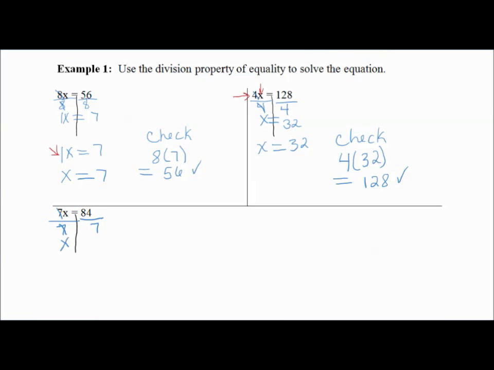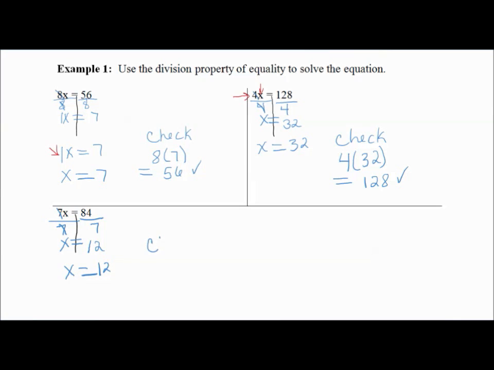So I'll bring down my x, bring down my equal sign, and once again, 84 divided by 7 is just 12. So that means the solution to the equation is x is equal to 12.